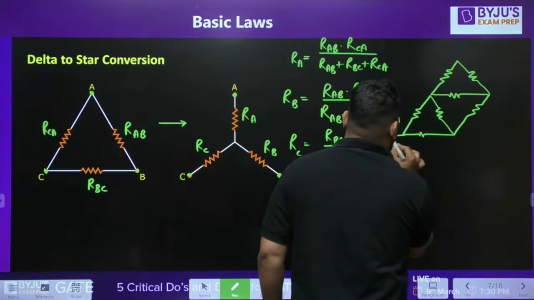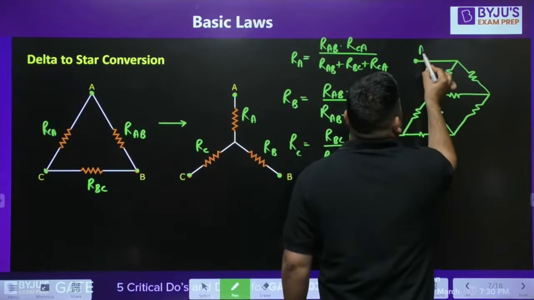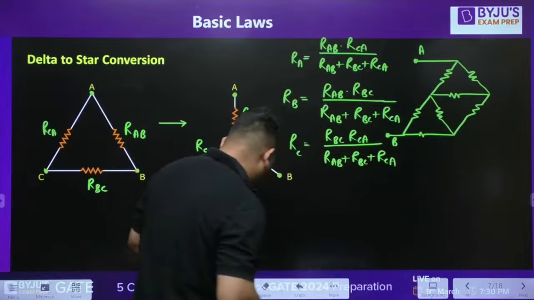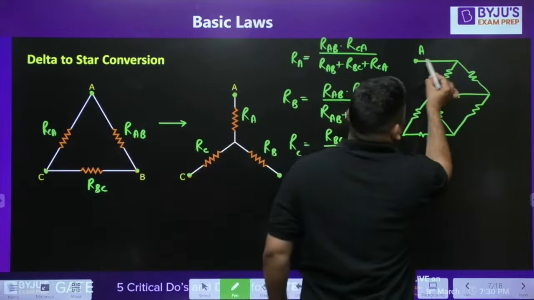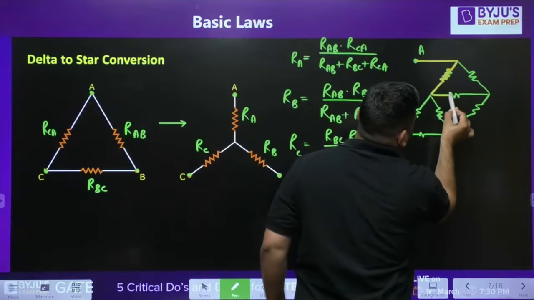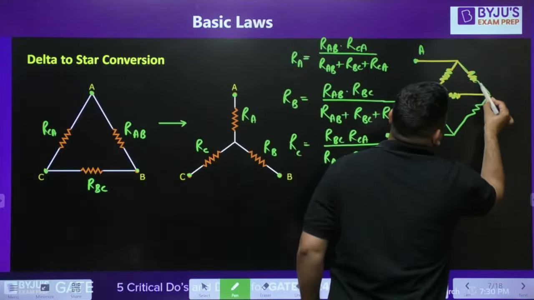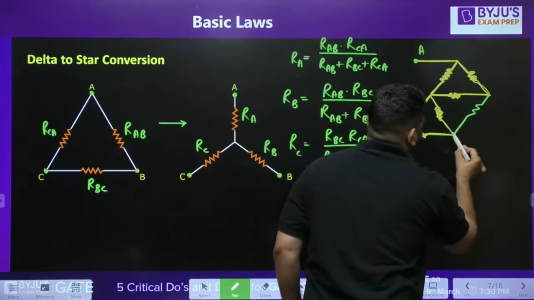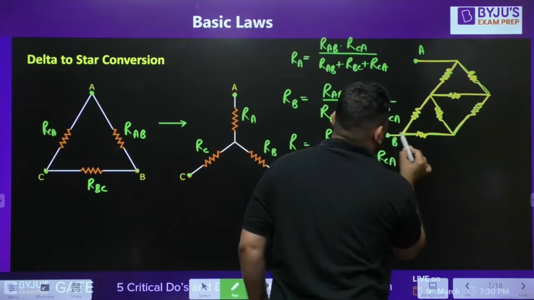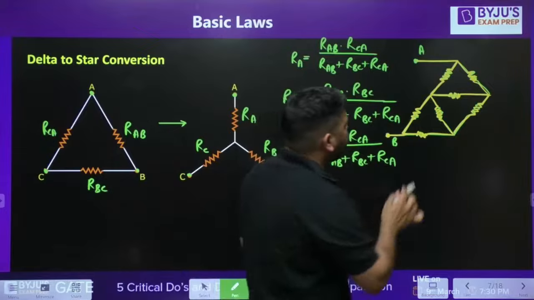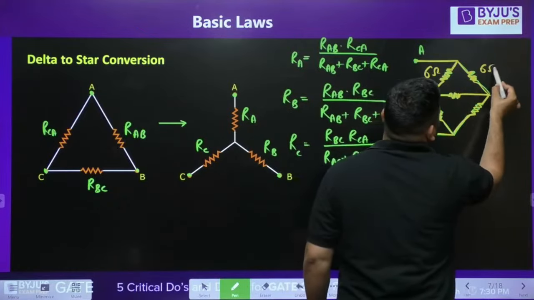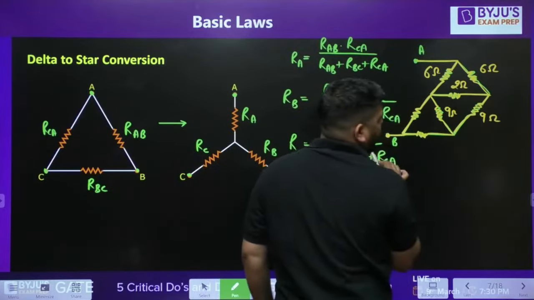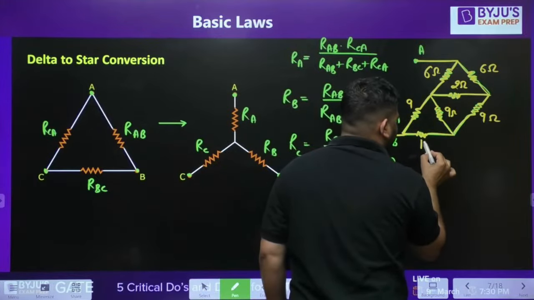Let's see how many of you can think about it. Let's say this point is A and this point is B. Let me use a different color so that it will not be mixed. So we have this circuit, guys. The values are important. Let's say this is A, this is B, and this resistance is 6 ohm, this is also 6 ohm, this is 9 ohm, this is 9 ohm, and this is 2 ohm. And we call it 9 ohm, we call it 18 ohm.